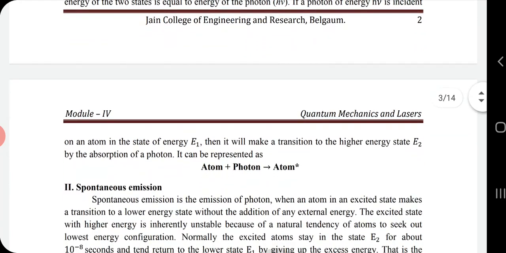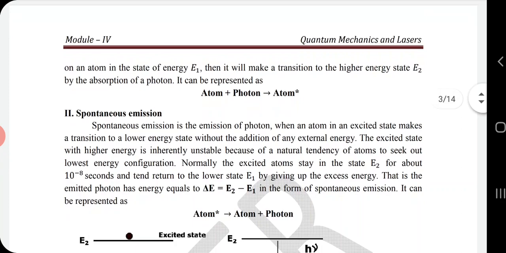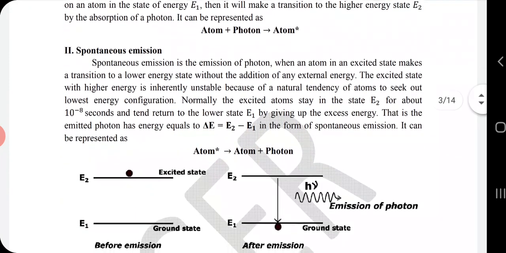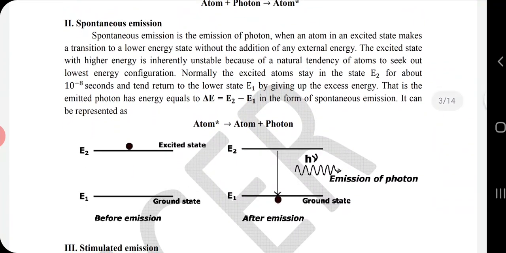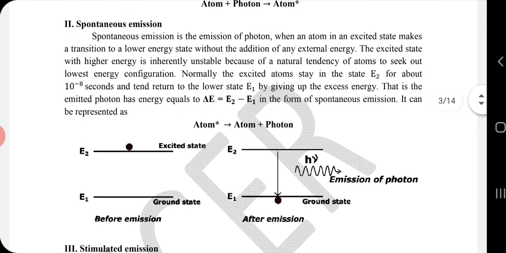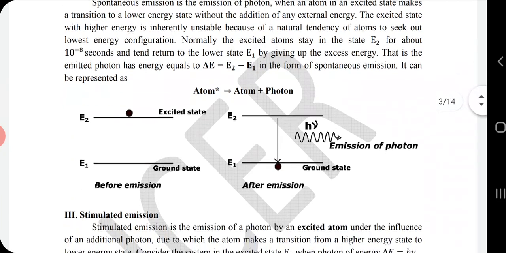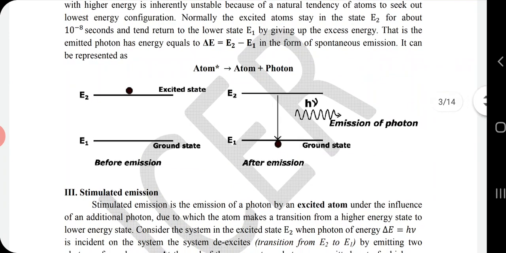Now it has to emit. How will we represent this? Atom plus photon equals atom star. This is the absorption. The second one is spontaneous emission. In this case we have to consider the absorbed atom, that is atom star, the excited atom. It will emit the radiation voluntarily, emitting h nu, whatever it has absorbed.